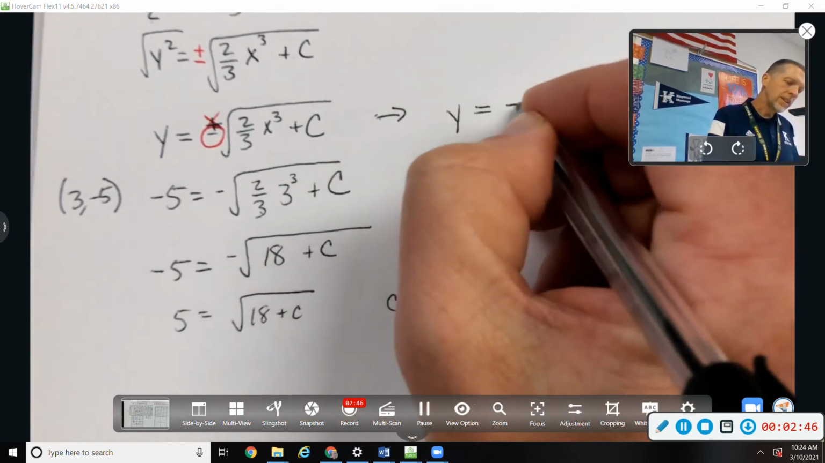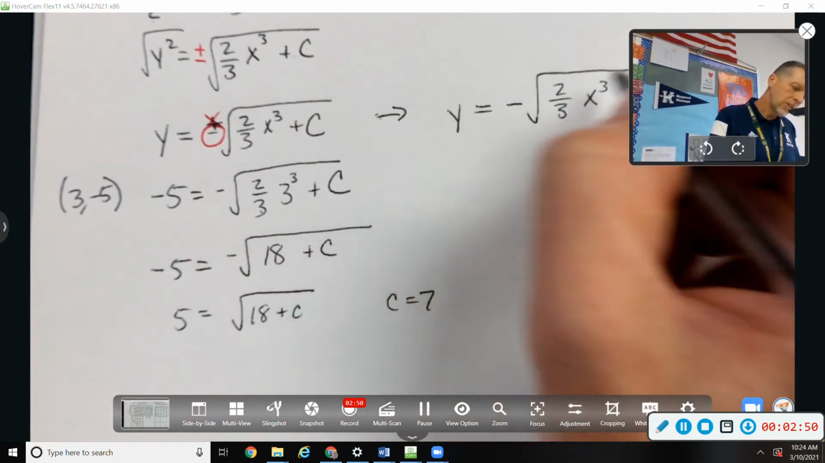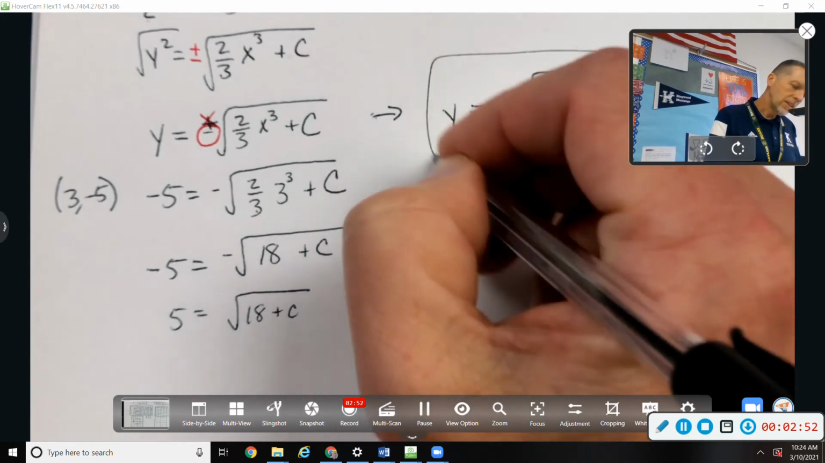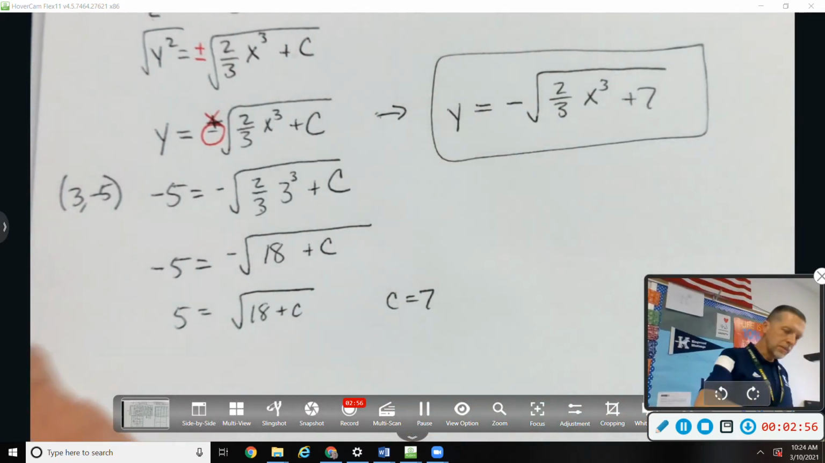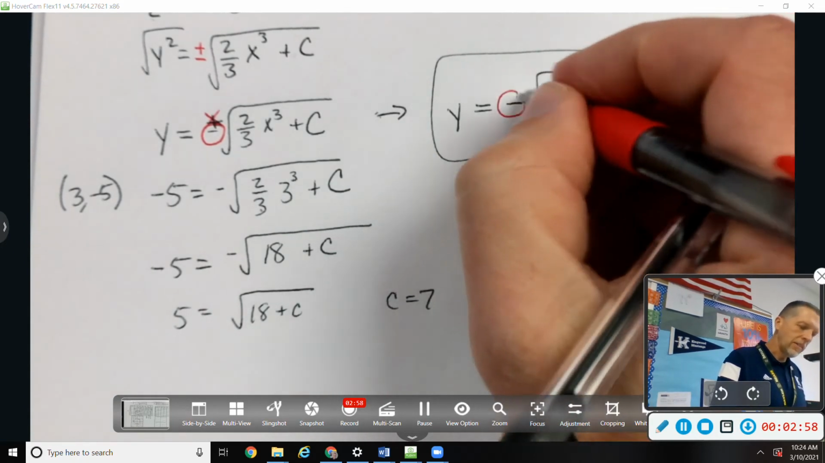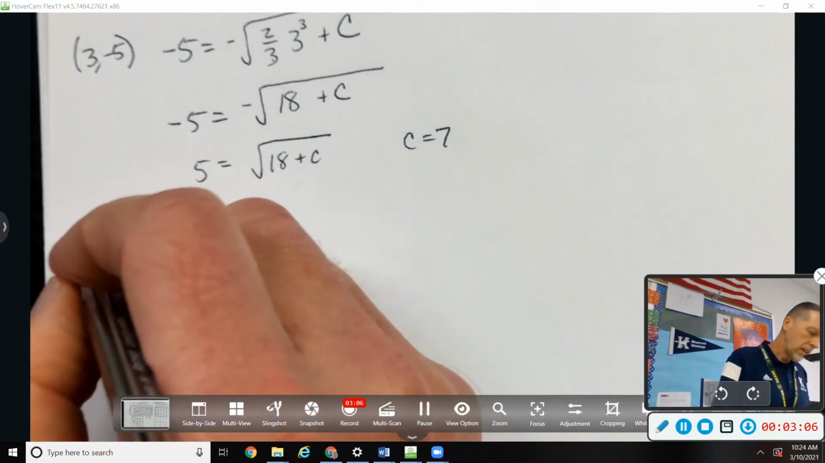So y is the negative square root, 2/3 x cubed plus 7. Common mistake on that one is that negative thing. But the only way it will work is if it's negative. So hopefully you remember the plus or minus back here and then put the negative on. Number 3.